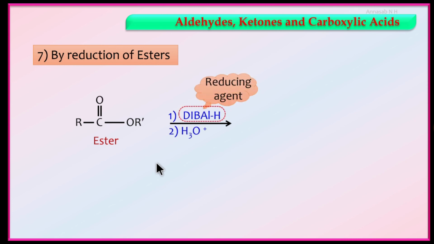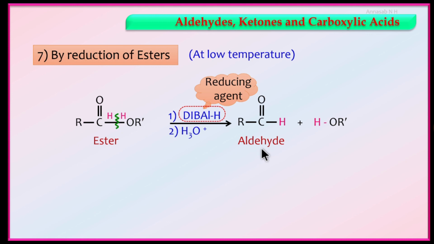So this Dibal H is going to act as a reducing agent, which is going to break the bond between carbon and OR dash, and it adds hydrogen atoms on either side, which leads to the formation of alcohol, that is R dash OH, and aldehyde RC double bond OH. This reaction is going to take place at very low temperature, that is about 195 kelvins. Moving to the next preparation.